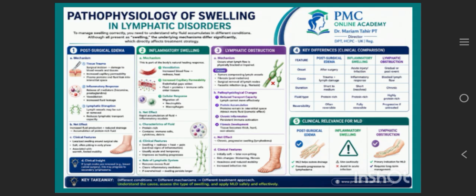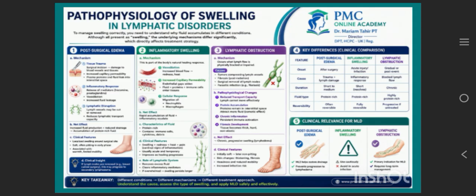So what are the pathophysiological changes? First is reduced transport capacity: lymph cannot move effectively. Second is protein accumulation: proteins remain in the interstitial space and attract more fluid, which is the osmotic effect. Third is chronic inflammation, where persistent immune activation occurs. Fourth is fibrosis development, where tissues become thick, hard and non-elastic.